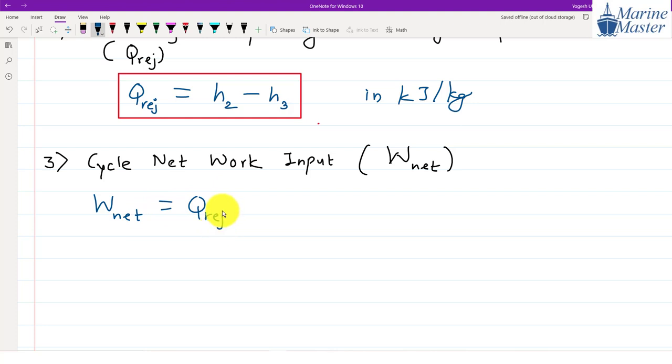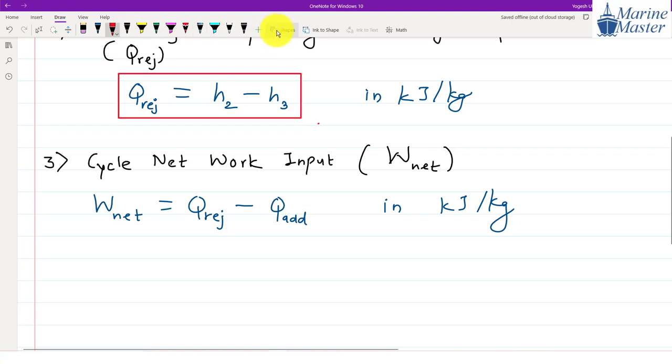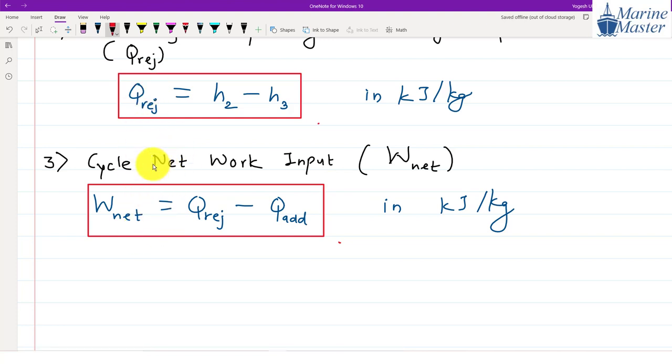Q rejection minus Q addition, and its unit will be kilojoule per kg, guys. See, not Q addition minus Q rejection. Q rejection minus Q addition, that is our W net, guys. Just have a look here. So before going further, please everyone write down this point number 3.